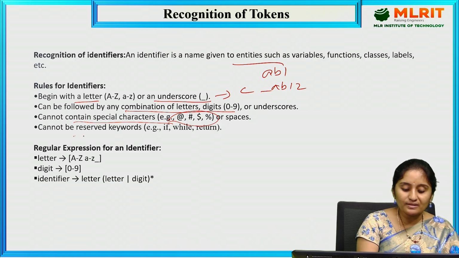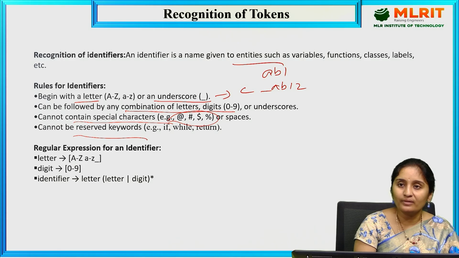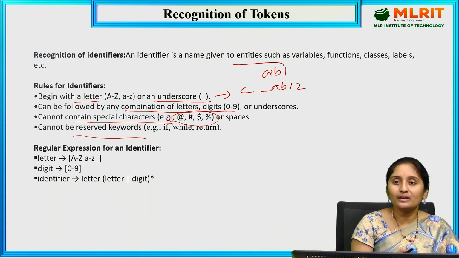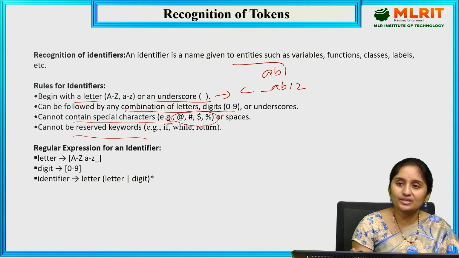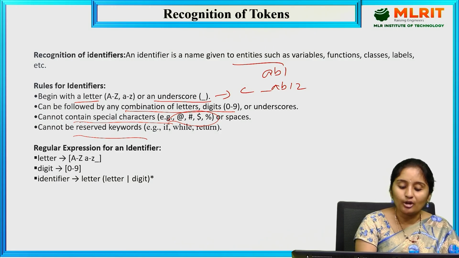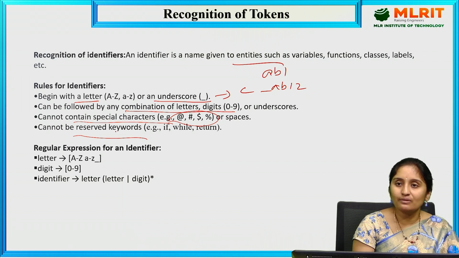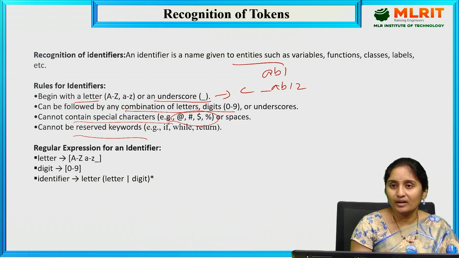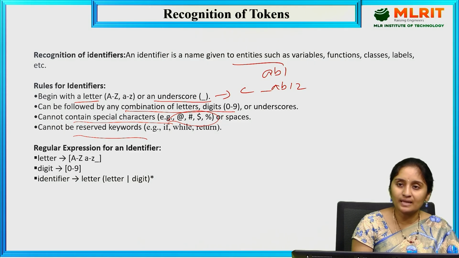It also cannot be a reserved keyword. The keywords cannot be our identifiers. So the identifier should start with a letter, or it can start with an underscore, and it can be followed by any number of digits or underscores, but it cannot contain any special characters or keywords. Reserved keywords like if, while, else, for, all these keywords cannot be used as an identifier.